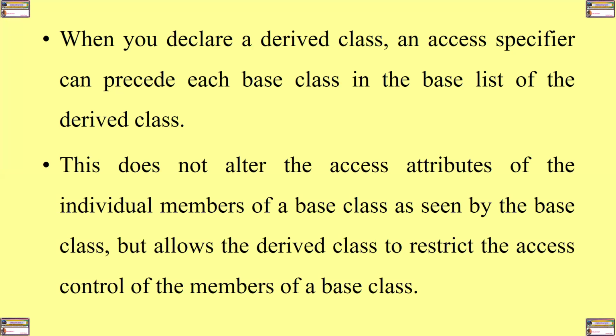Therefore, my dear students and the rest of the learners, when you declare a derived class, an access specifier can precede each base class in the base list of the derived class. This does not alter the access attributes of the individual members of a base class as seen by the base class, but it allows the derived class to restrict the access control of the members of the base class.